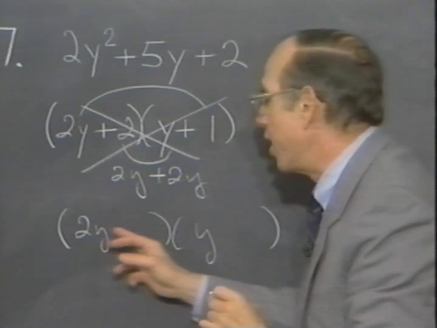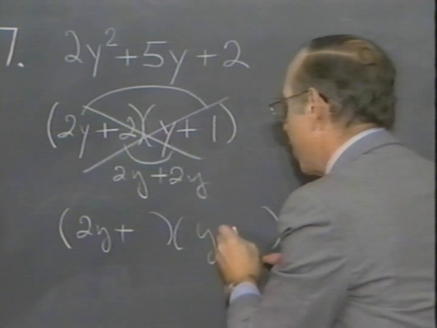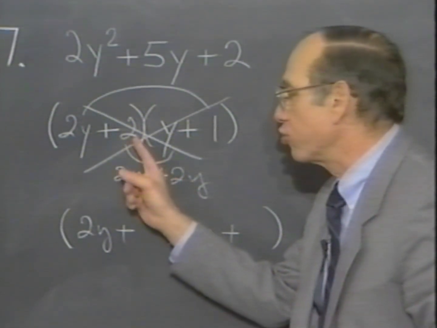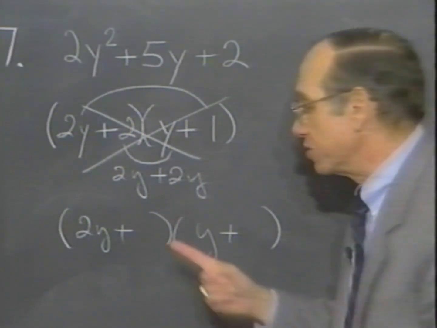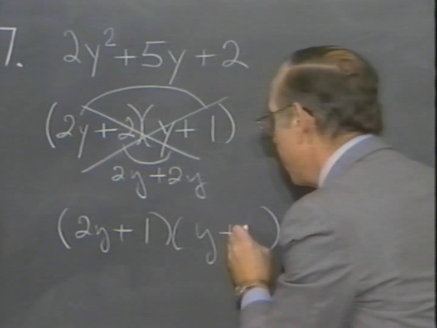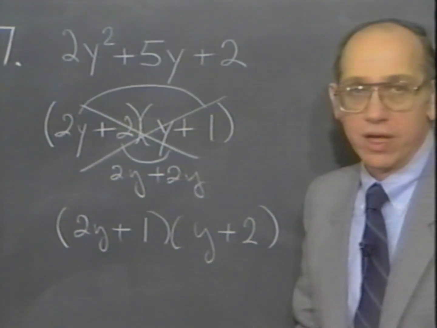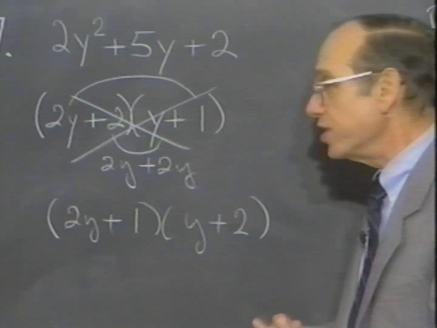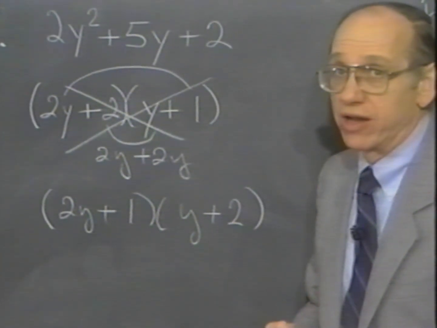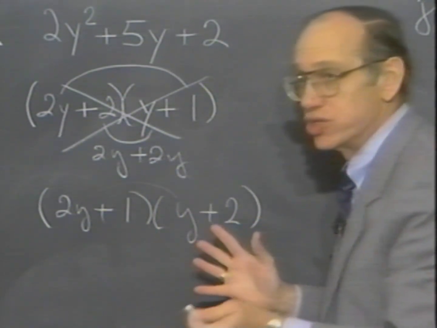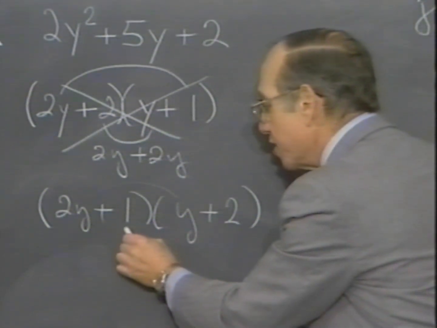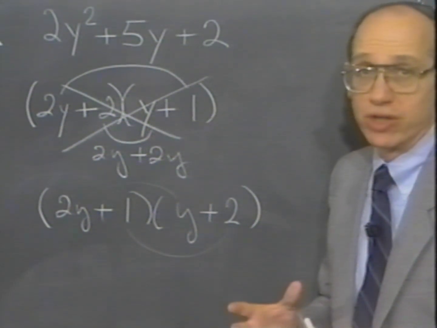this, 2y plus something and y plus something. Now remember, I tried a 2 and a 1. And the only other possibility is a 1 here and a 2 here. Now let's see if this one checks. If this doesn't check, then I can't factor this trinomial. Well, let's see. The 2y squared, of course, checks. We know that. And the last term, 2, checks. That's where we got the numbers from.